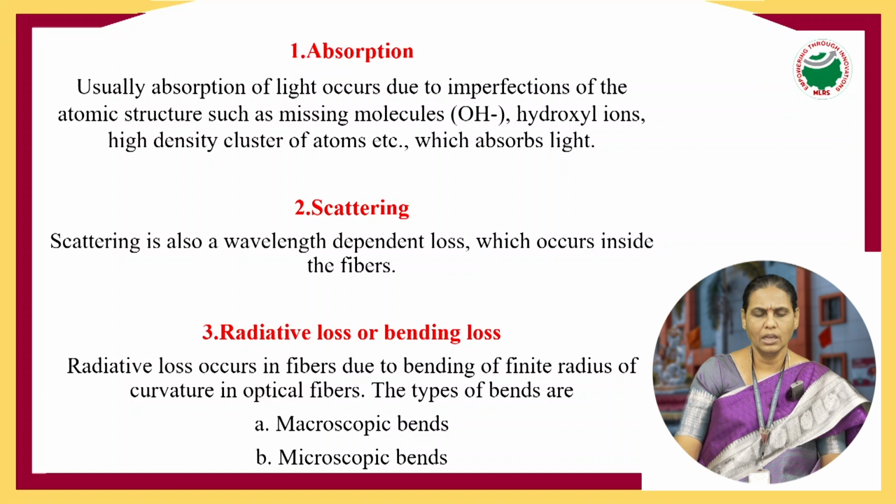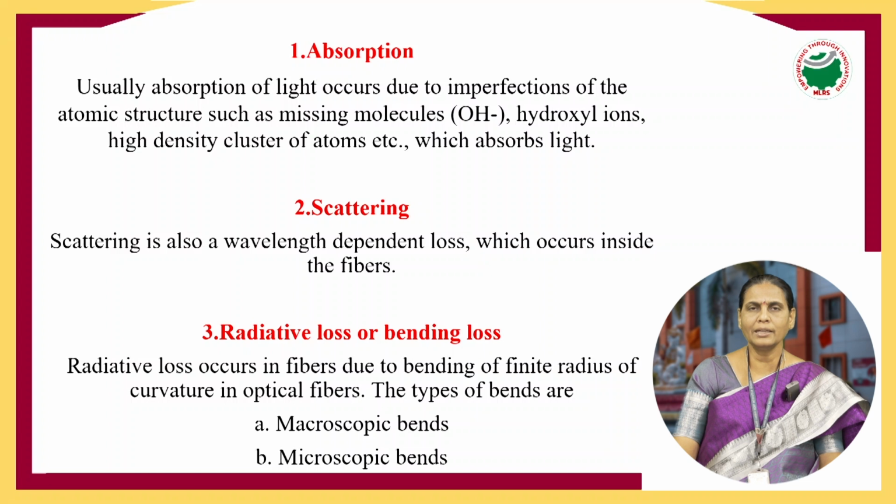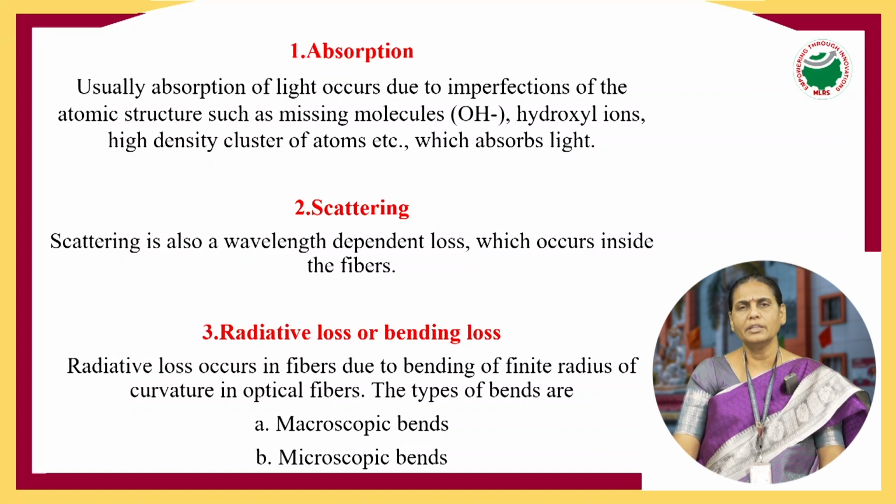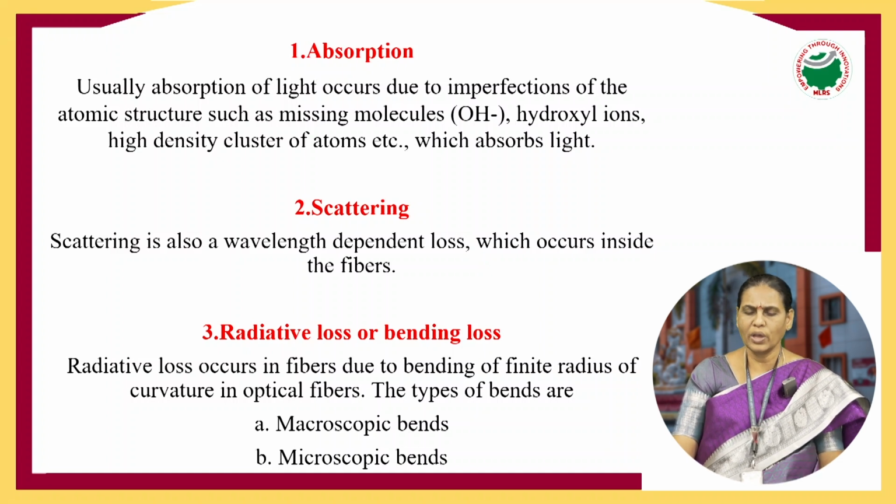Now, what is absorption? Usually, absorption of light occurs due to imperfections of the atomic structure, such as missing molecules, hydroxyl ions, and clusters of atoms that are missing, which absorb the light. For example, take earth. When you pour water on that earth, does it absorb or not? That is nothing but absorption. So here also, once light is incident on some of the atoms, the light gets absorbed by those atoms. That property is what we call absorption losses. In absorption losses, there may be loss due to hydroxyl ions, that is OH ions.